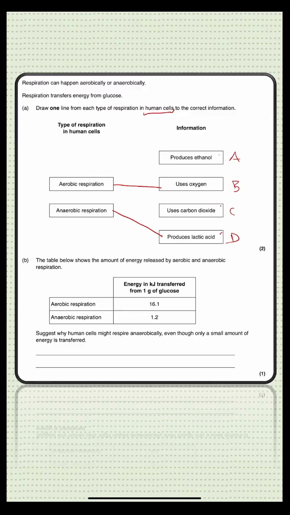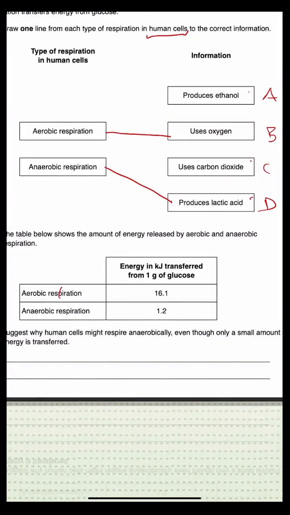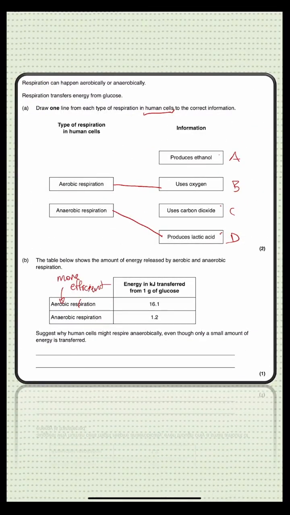Next question. The table below shows the amount of energy released by aerobic and anaerobic respiration. We've already said in our notes that aerobic is more efficient. The question is why human cells might respire anaerobically. If aerobic is more efficient, why would we need to do anaerobic respiration? Does anyone know? Not because it's longer lasting, no. Think about it. If you're doing physical activity and can't respire quickly enough, yes. What are you not getting enough of? Yep, you're not getting enough oxygen.